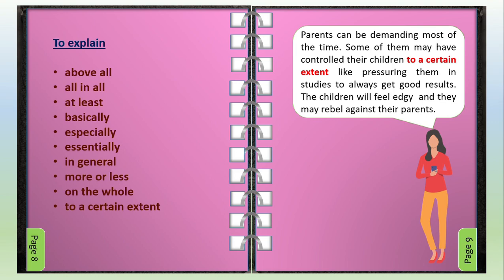Parents can be demanding most of the time. Some of them may have controlled their children to a certain extent, like pressuring them in studies to always get good results. The children will feel edgy and they may rebel against their parents to a certain extent. To elaborate, or perhaps to explain more about how demanding parents can be.